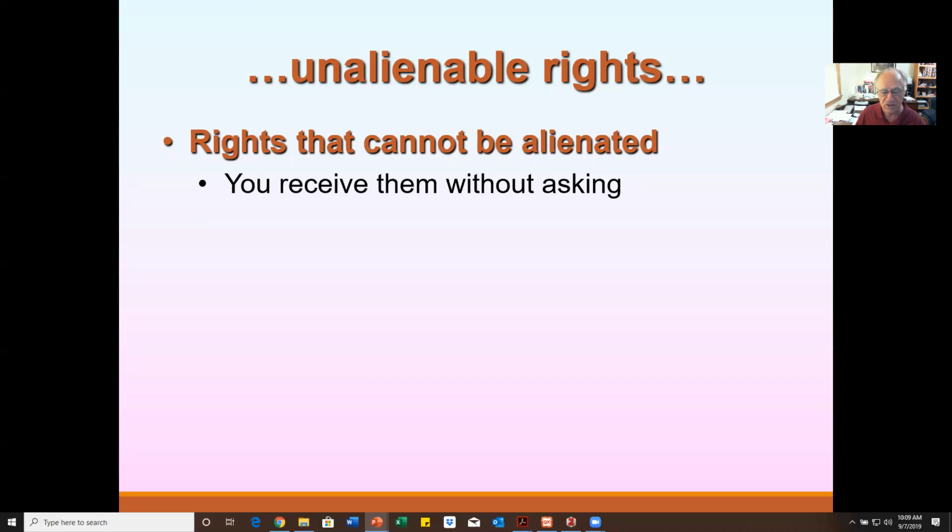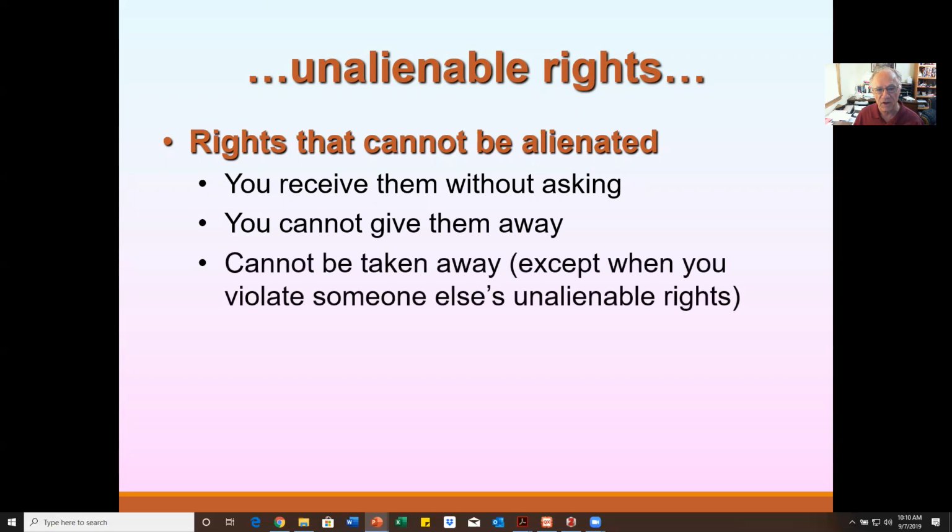None of you asked to be born. You were given life by the union of your mother and father, and a natural process. You can't give it away. You can take your life. You can make bad judgments and have your life taken from you by violating the rights of others, but you can't give away your life. They can't take it away except, as I said, when you violate someone else's unalienable rights.